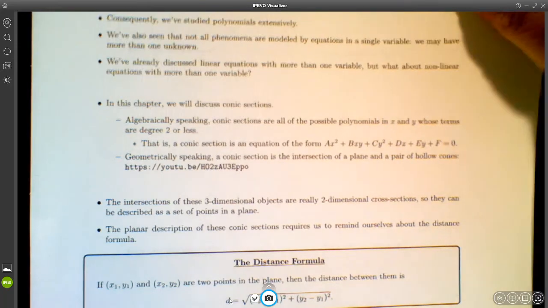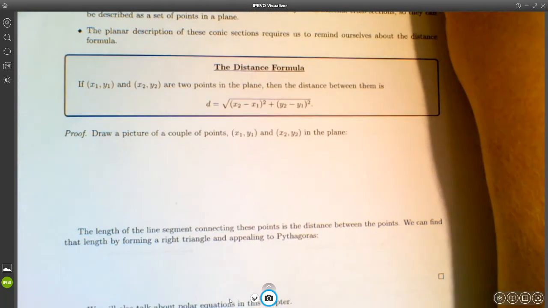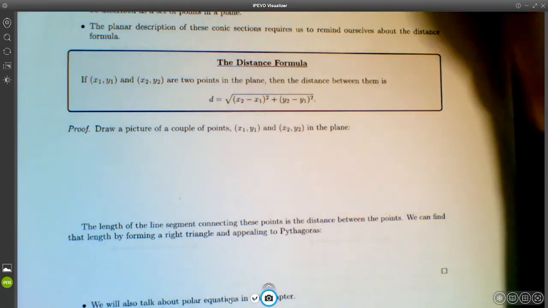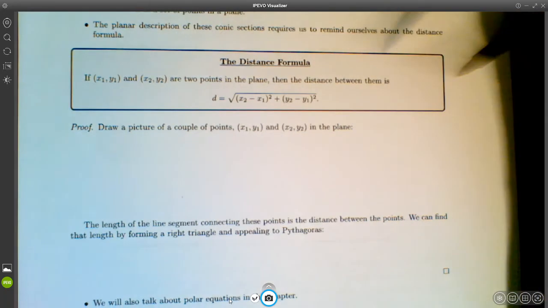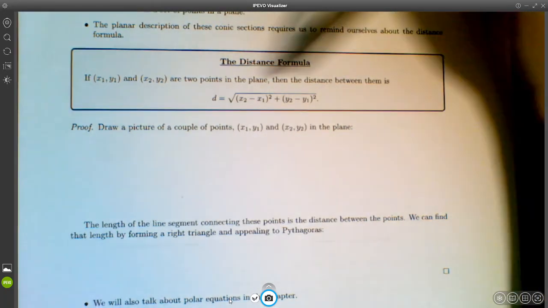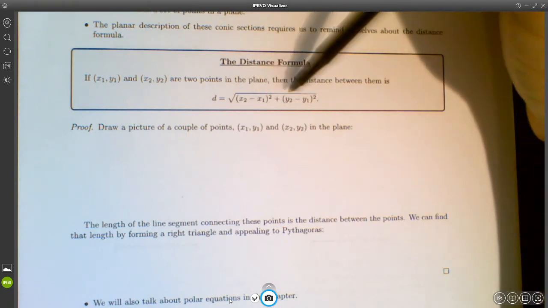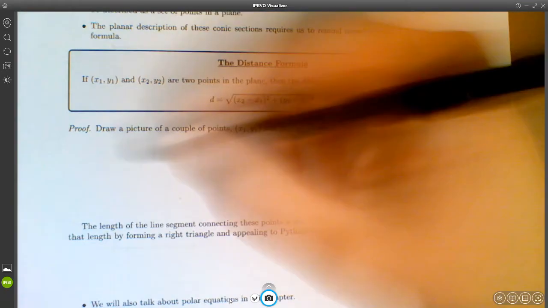In order to understand that description, we need to understand the distance formula really well. I'm sure that you've seen the distance formula before, but just in case you haven't, here it is in all its glory. And I'm going to prove the distance formula to you. Let's say that (x1, y1) and (x2, y2) are two points in a plane. The distance between them is the square root of (x2 minus x1) squared plus (y2 minus y1) squared. And here's how we know that.